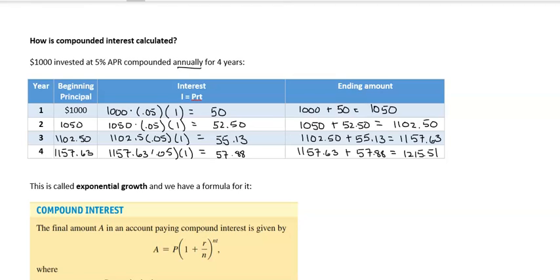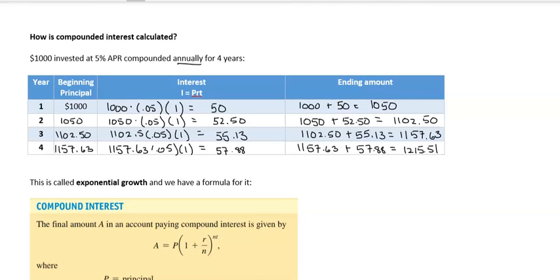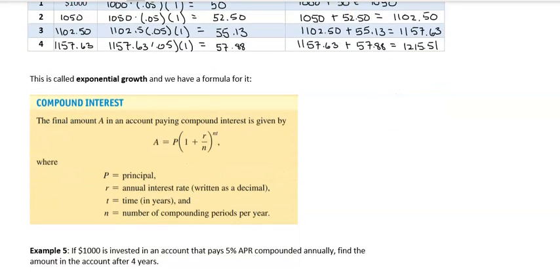So the amount of money that you make, which we see here, gets bigger each year. Okay, so this is called exponential growth, and the formula for this exponential growth is right here. So the final amount in an account paying compound interest is given by this formula. So you don't have to do this every time. This is the only time you'll see this. You shouldn't have to do it again.